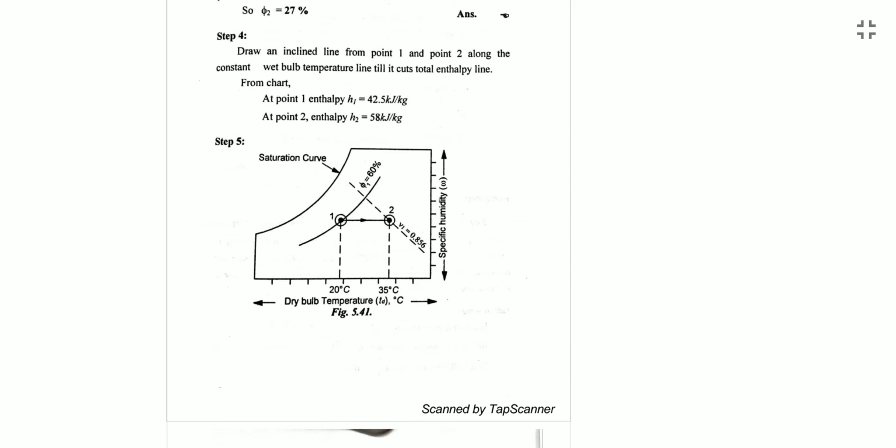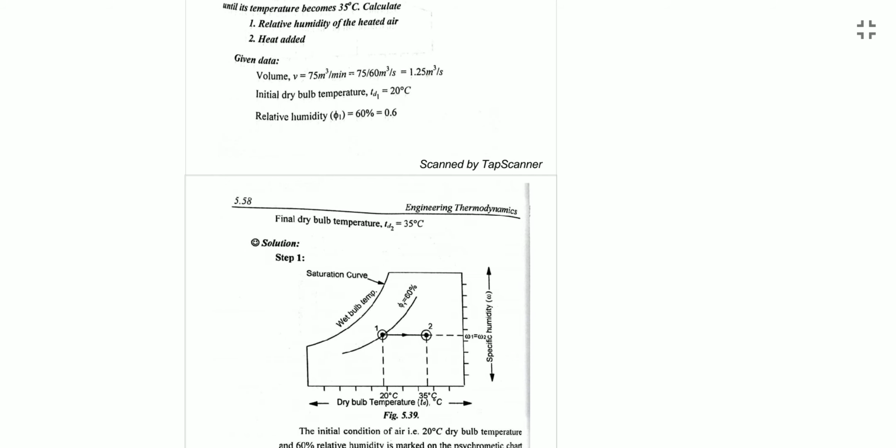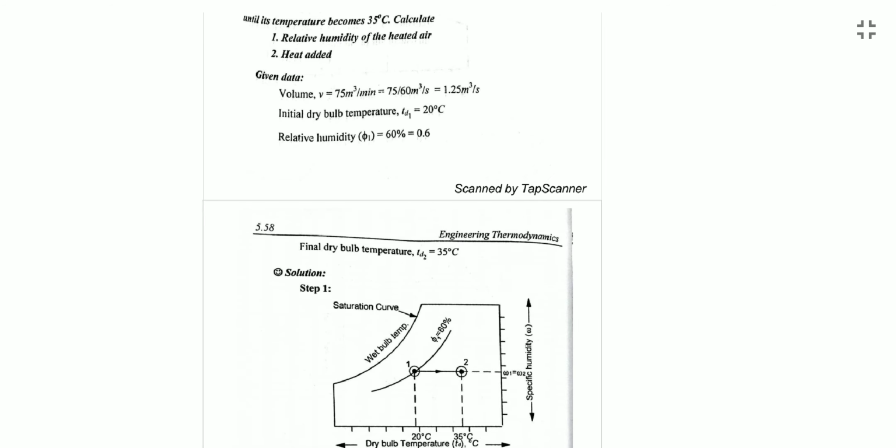Specific humidity, specific volume also we can find. From the specific volume, we already know, right? Already in the question itself it is given. What is given? 75 meter cube per minute. So 75 per minute means 60 seconds. 75 by 60 is equal to 1.25 meter cube per second. So this is the volume flow rate.